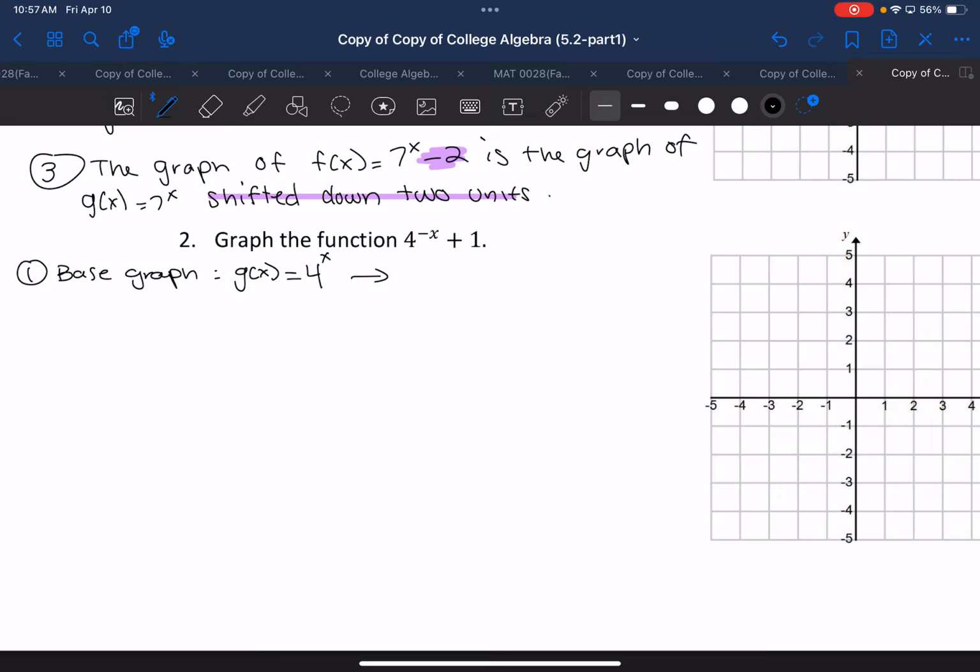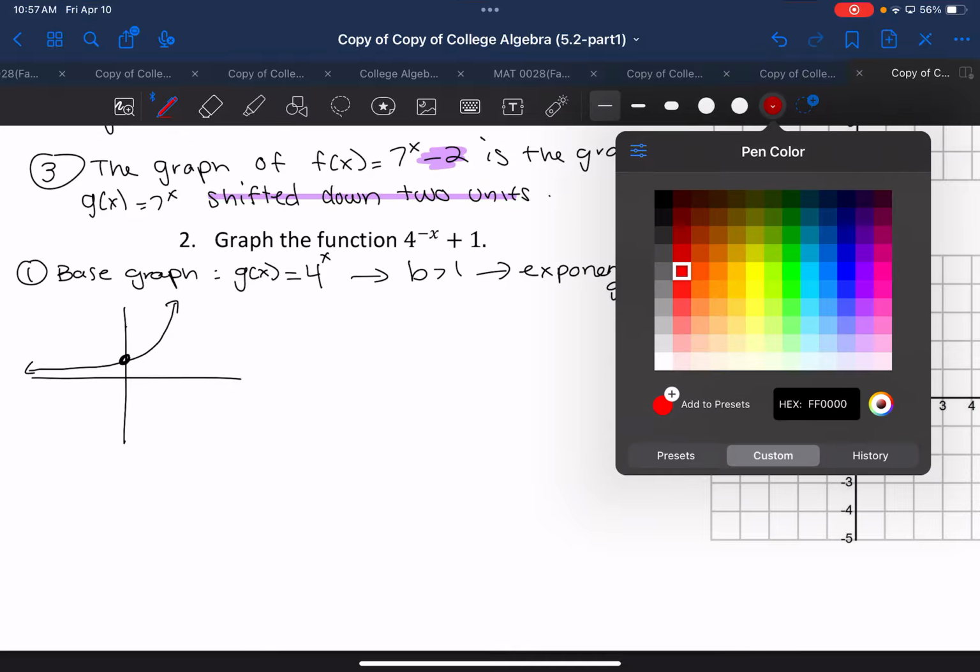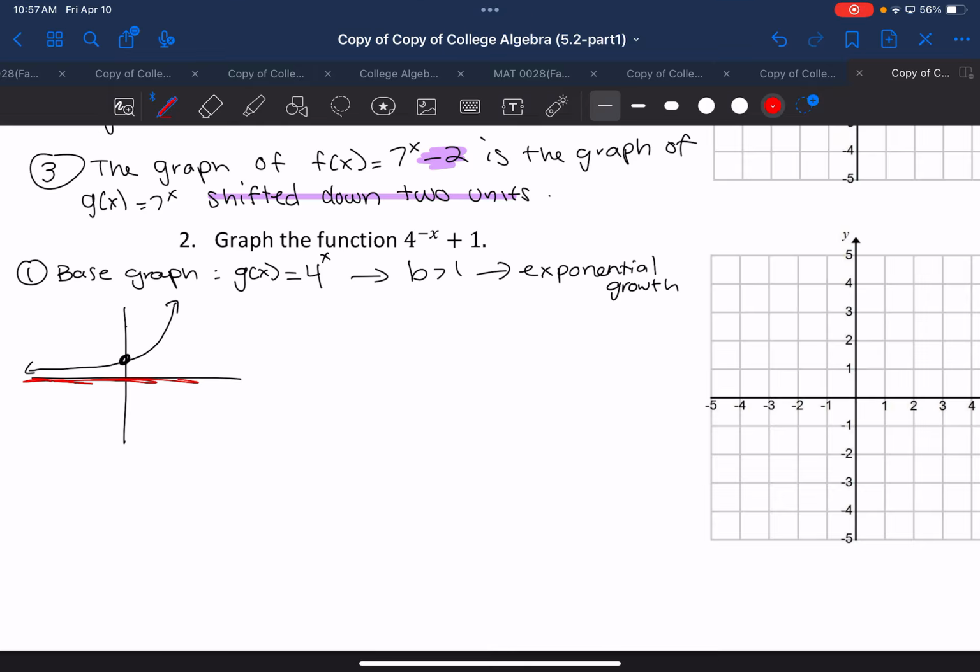Okay. So b is greater than 1 again, so this is also exponential growth. So it'll be increasing from left to right, it'll go through the point 0, 1, and it'll have a horizontal asymptote of y equals 0.